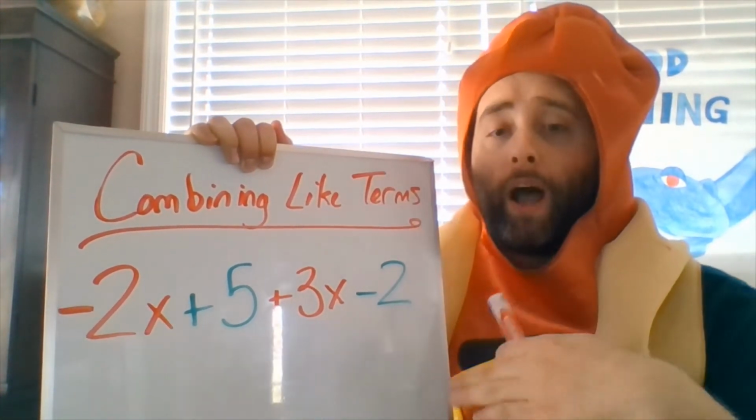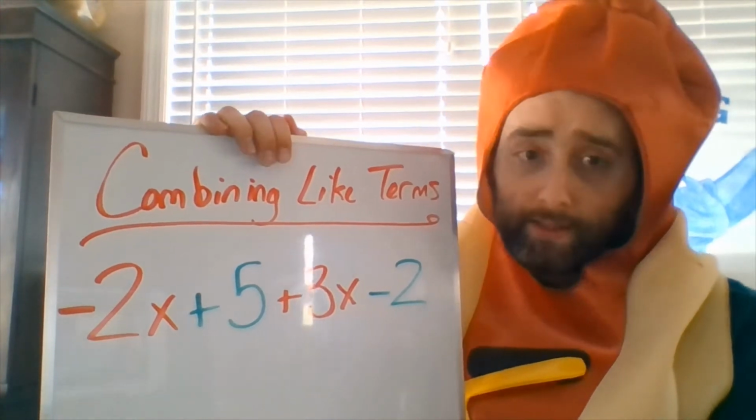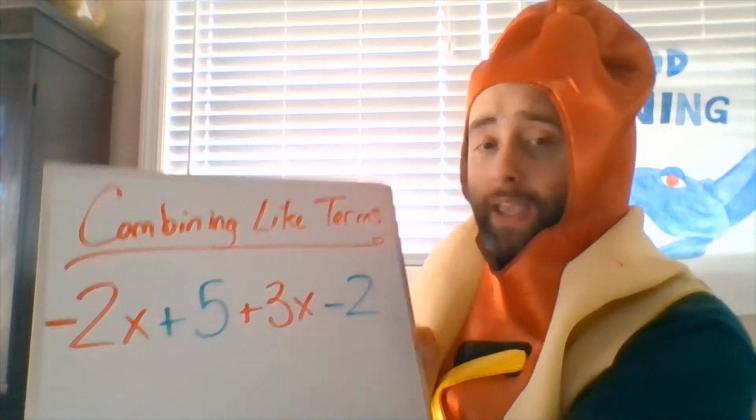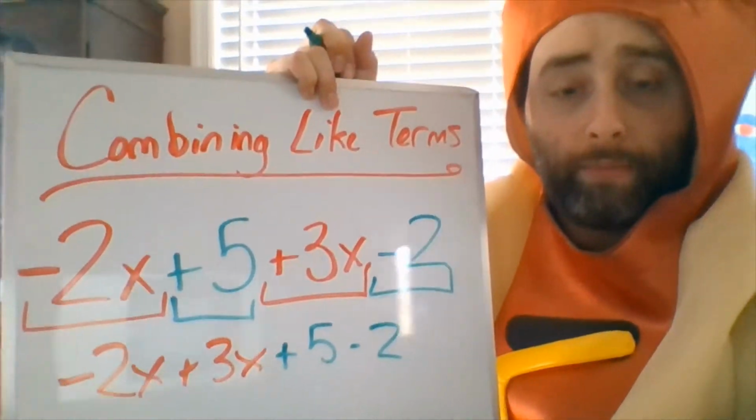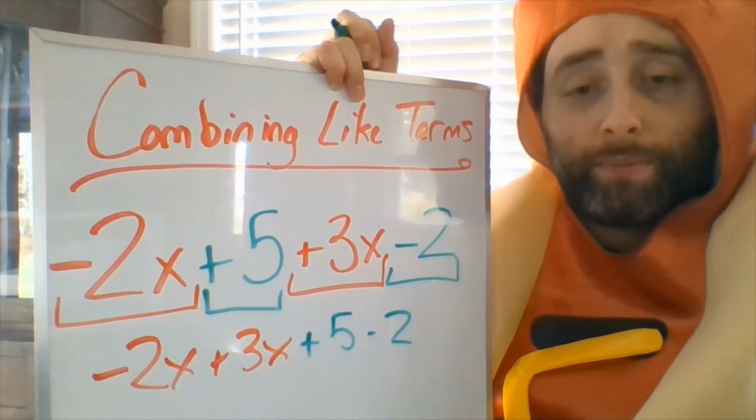So what I'm going to do is I'm going to rearrange the sentence. Technically, this is a math sentence, to make it match each other, to put them next to each other. So I'm going to have the negative 2x right next to the positive 3x. And I'm going to have the positive 5 right next to the negative 2. Okay, so now I haven't yet combined like terms. I put the terms next to each other.